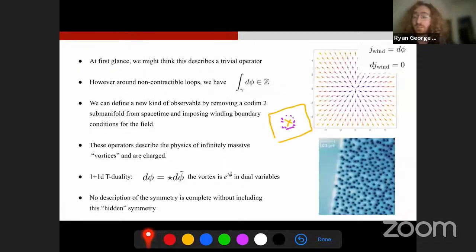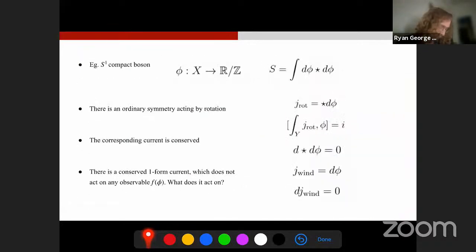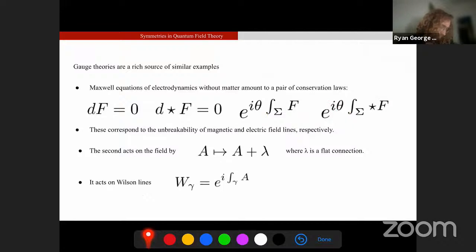And then I'll say that you may as well, in dimensions that are not two, where d phi is still a one form, but now star d phi is a d minus one form, we'll still like to consider this as a symmetry, except it's going to be a higher form symmetry. Okay, so gauge theories are a rich source of similar examples.